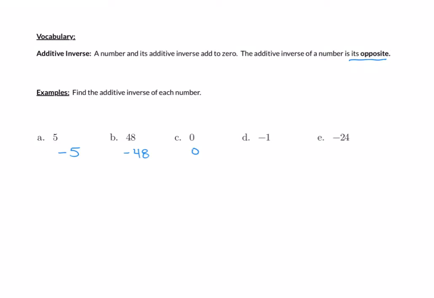For example D, what is the opposite of negative 1? Well, the opposite of a negative is a positive, so the additive inverse of negative 1 is just 1. And same thing for negative 24. The opposite of negative 24 is positive 24. Negative 24 and positive 24 combine to 0, so they are additive inverses.